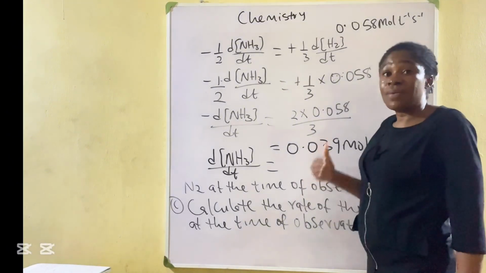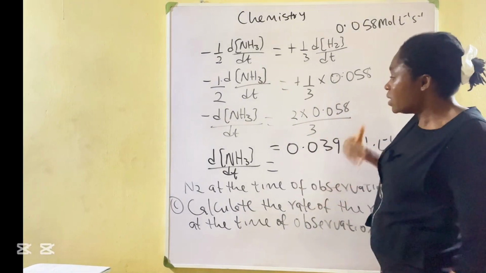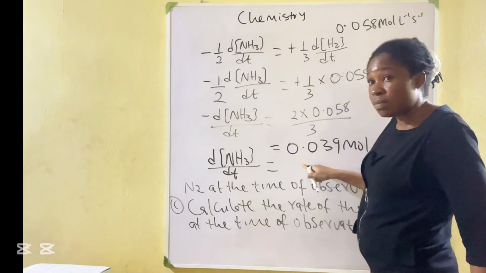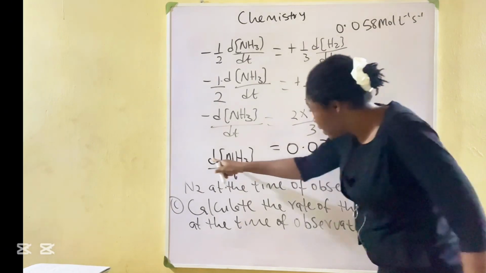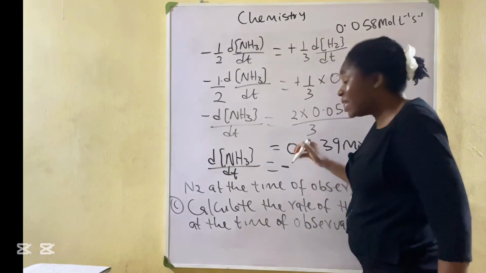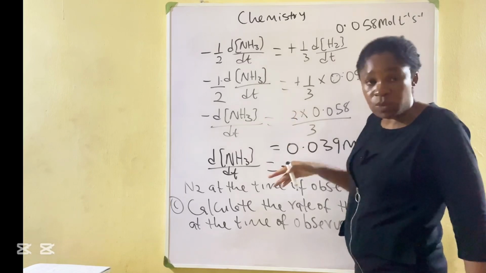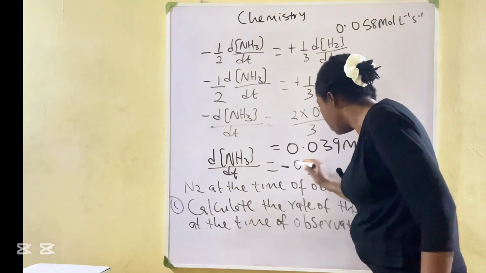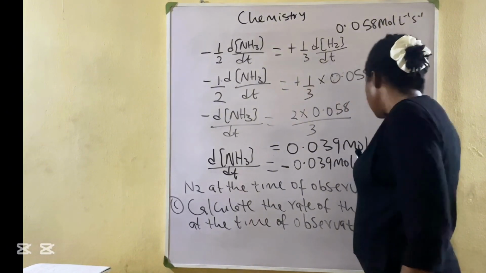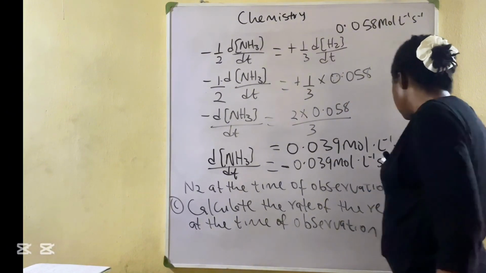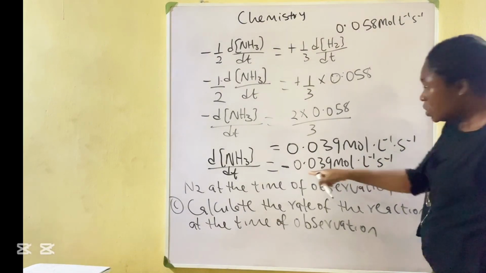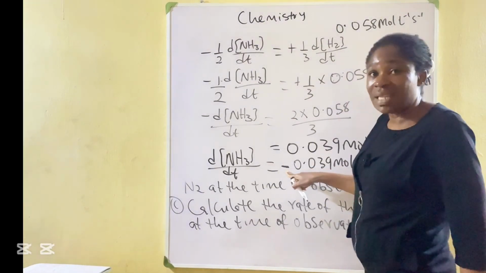Remember, we are asked to calculate the rate of decomposition of ammonia. Because of the decomposition of ammonia, the value you're going to have here is negative. There was a negative sign, you have removed that negative. That negative sign is going to come here. Because if it's a reactant decomposing that you are looking for, you must put a negative sign. So minus 0.039 mole per liter per second. Look at the minus, because ammonia is on the reactant side.